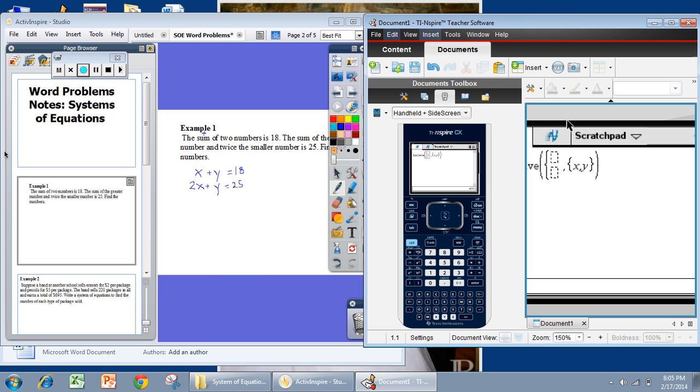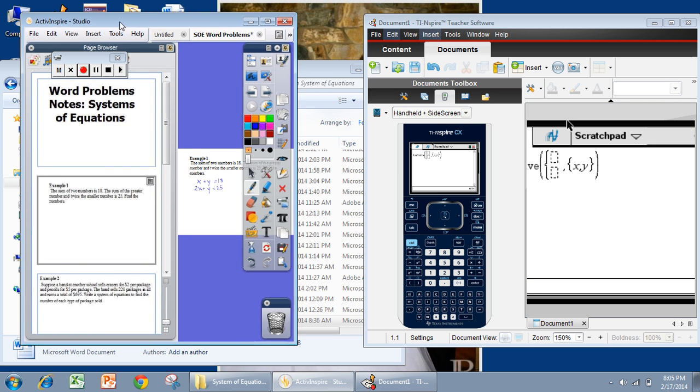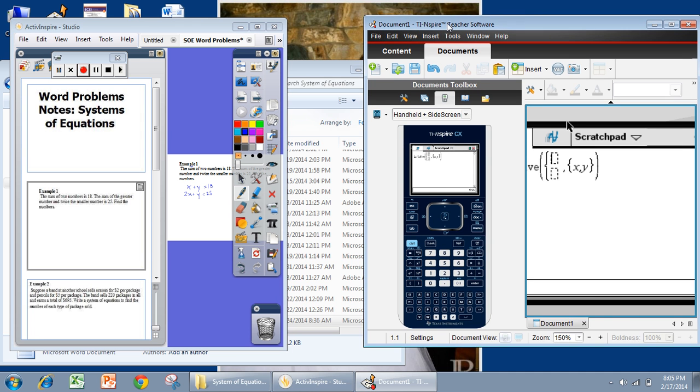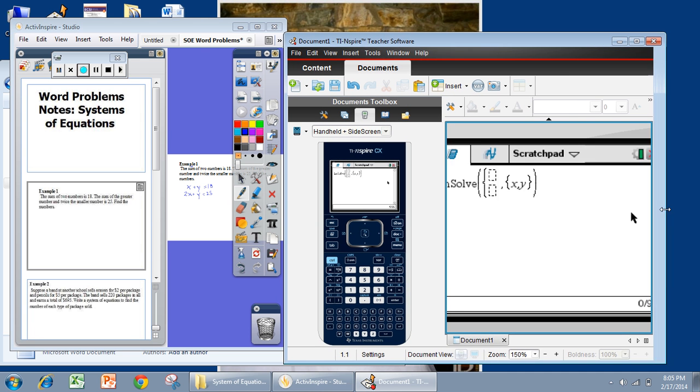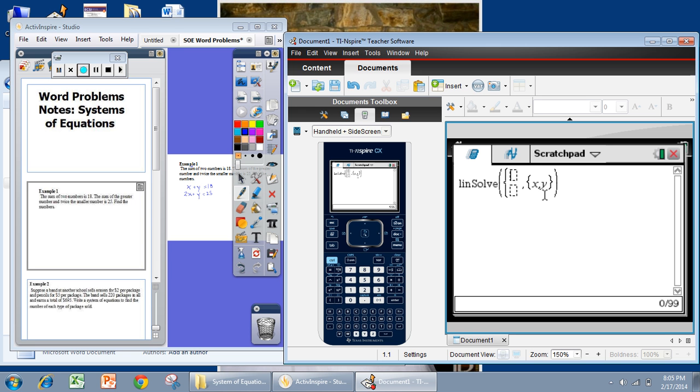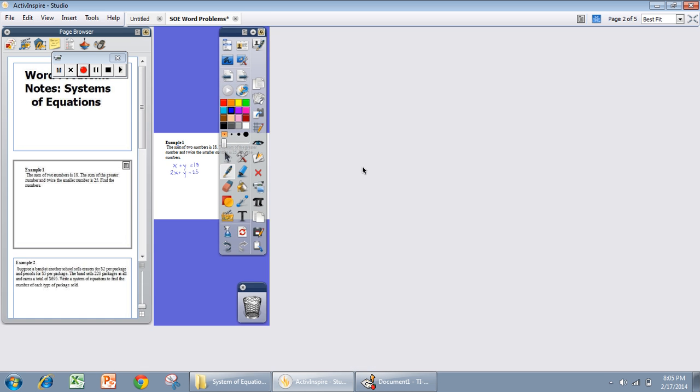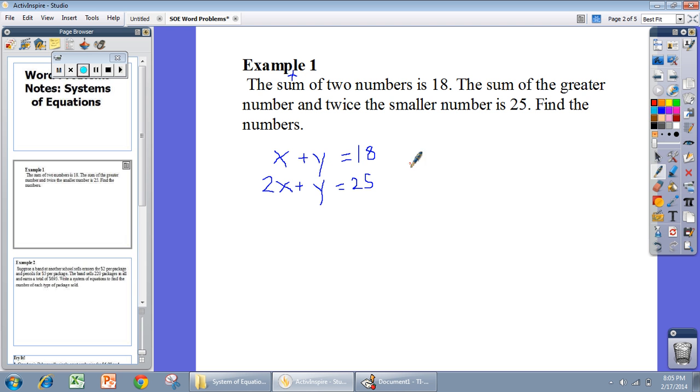All right, so now all we have to do is type in our 2 equations. So we have x plus y equals 18. And then we have 2x plus y equals 25. Bada bing, bada boom. There's our answer, 7 and 11. 7 and 11. All right, so all we have to do is write that down.